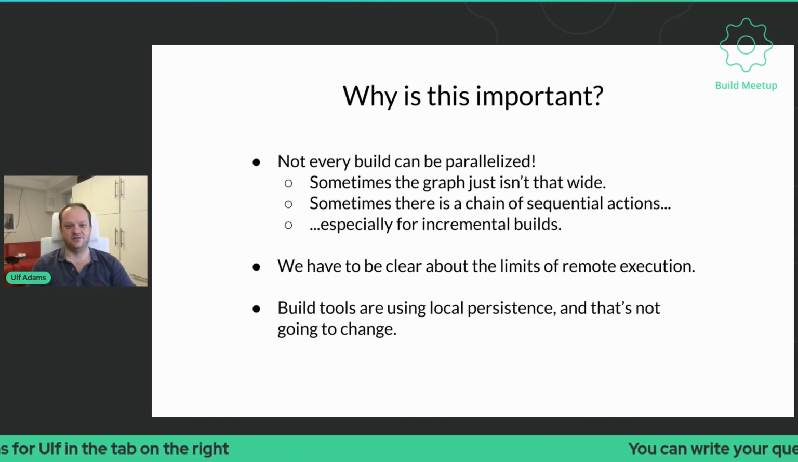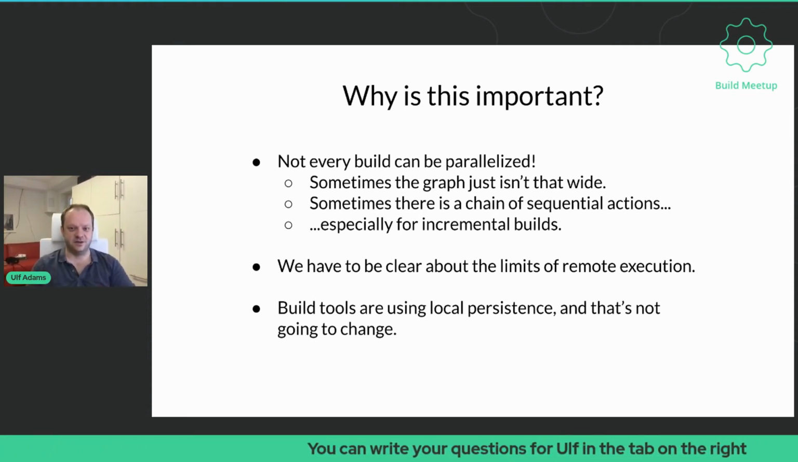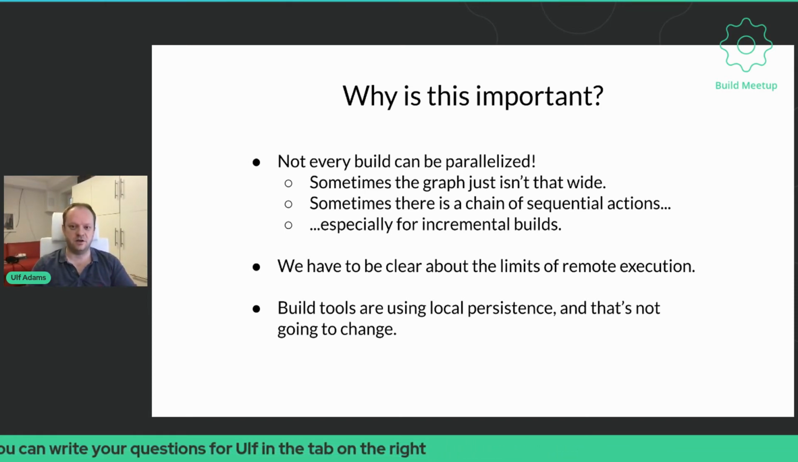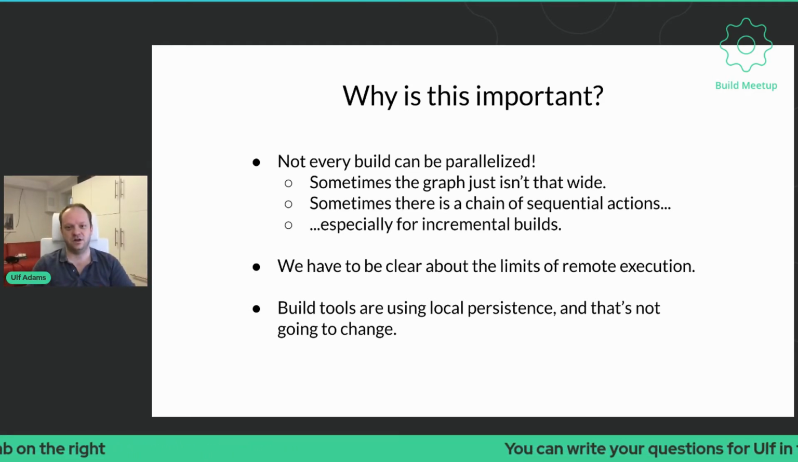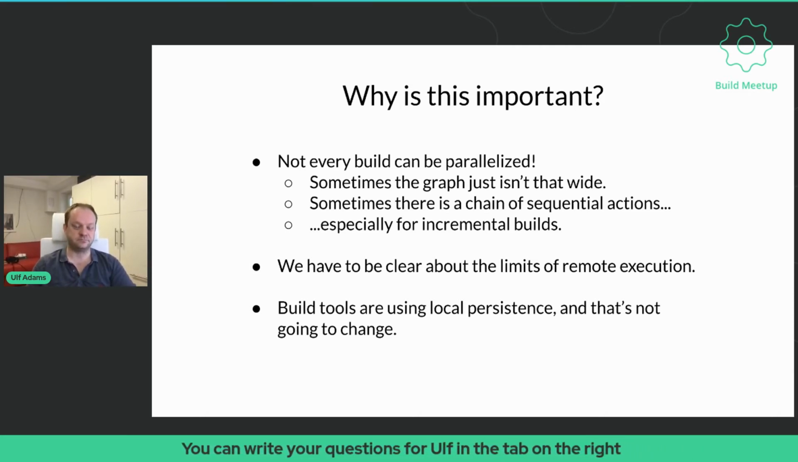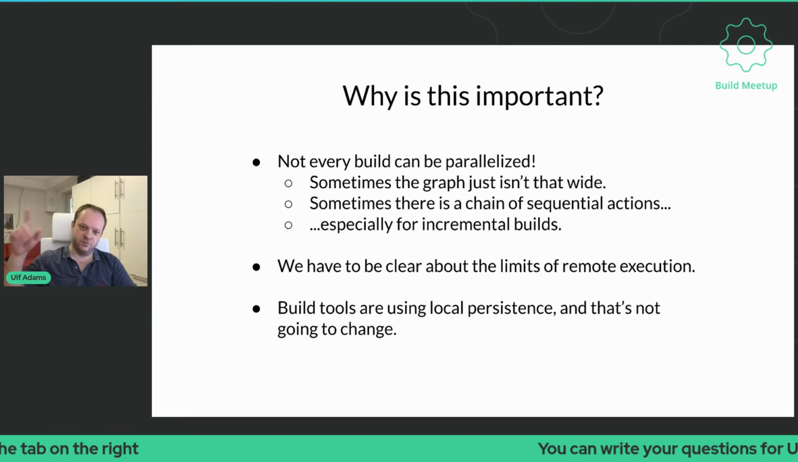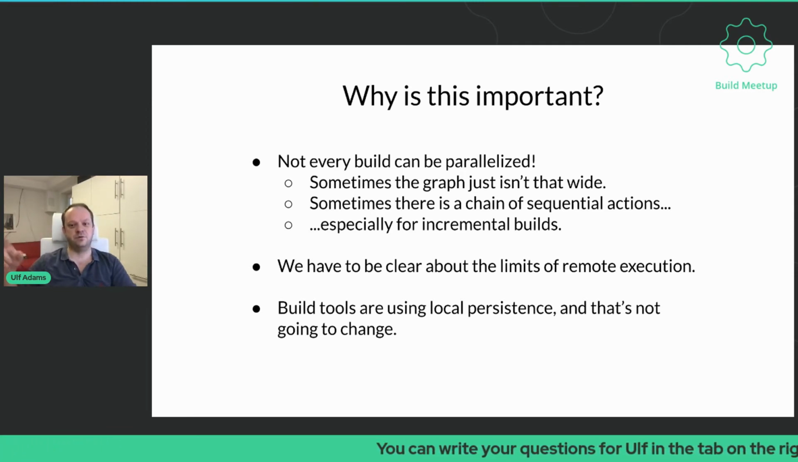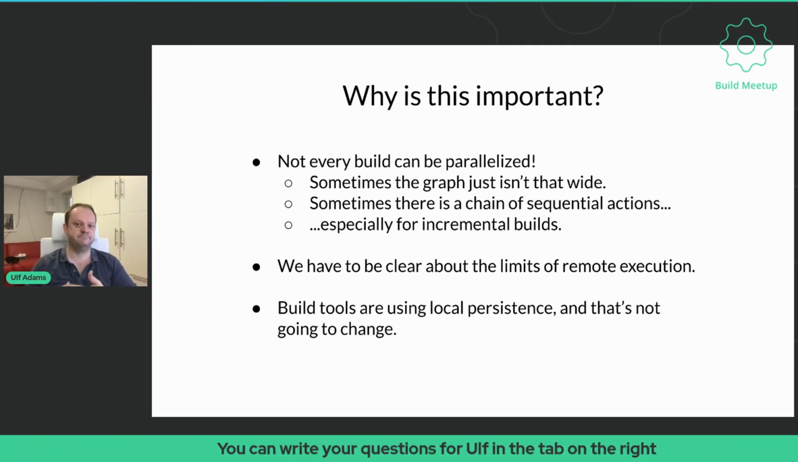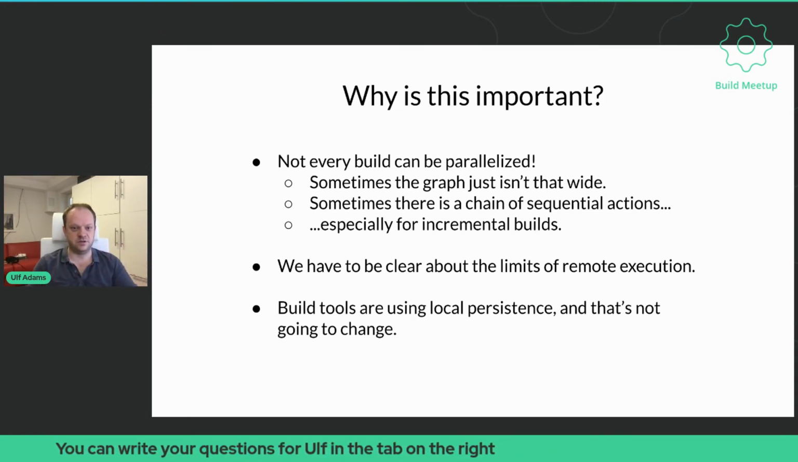2 chickens can't hatch an egg 2 times faster. That's just not how it works. And in particular, you sometimes have builds where you have a chain of sequential actions that depend on each other. And the only thing you can do to make them faster is to make the actions faster. And this is especially true for incremental builds where a user just modifies the source file, rebuilds that one library, rebuilds the next library, rebuilds the next library, rebuilds the binary. You want to make it faster, you have to make the actions faster.